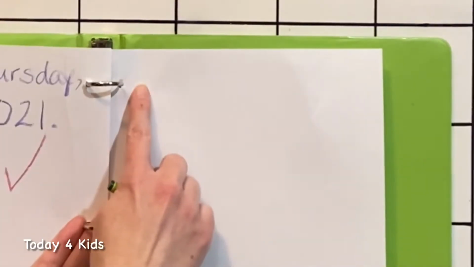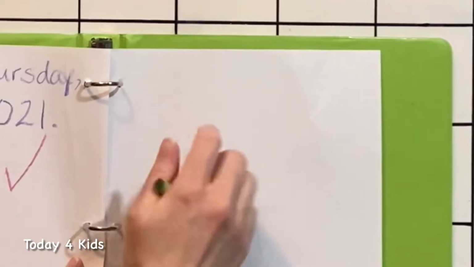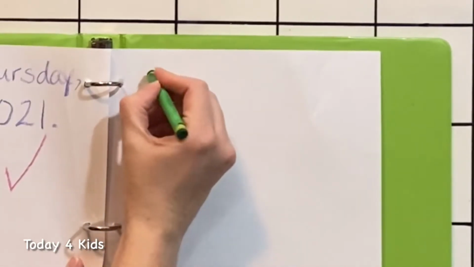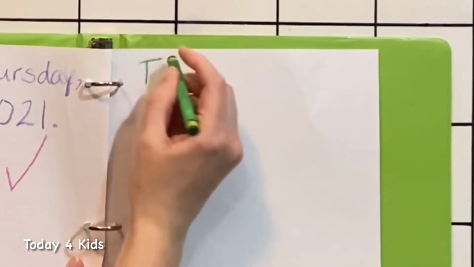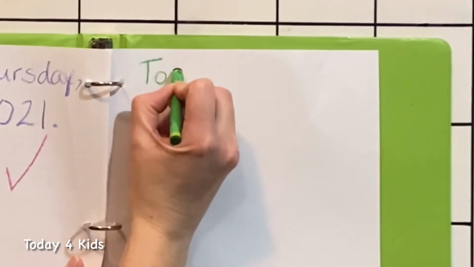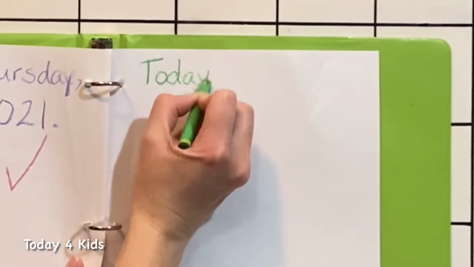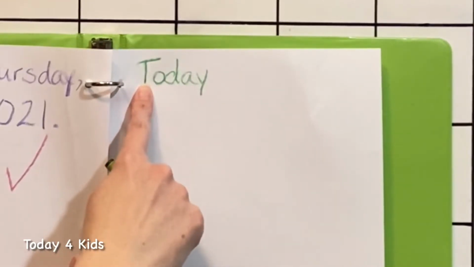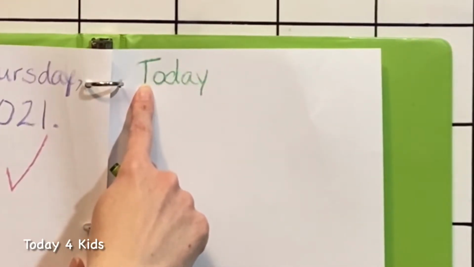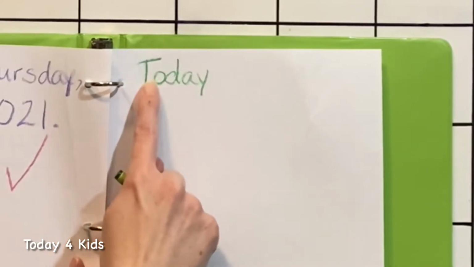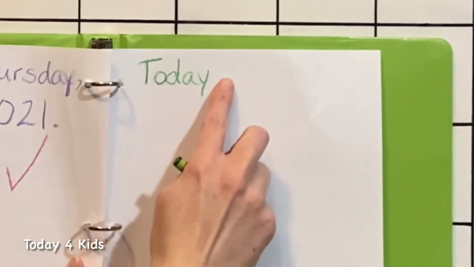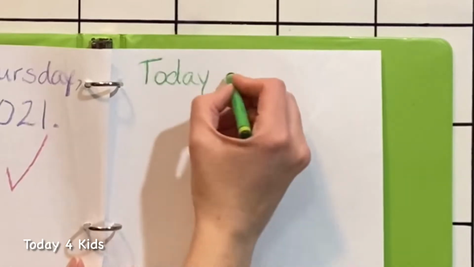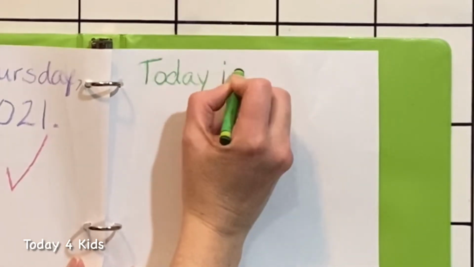We'll start by putting in the first two words in our sentence, and they are today is. So we'll start with a capital T and then an O, D-A-Y. Our first word is today, and T is capitalized because today is the first word in our sentence, and we always capitalize the first word in our sentence. The next word will be is, and is spelled I-S.